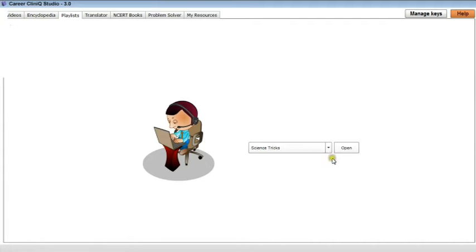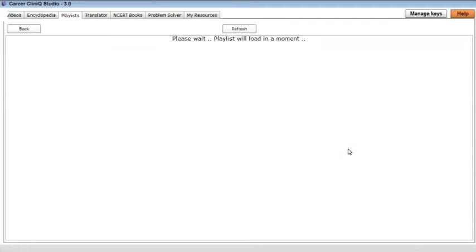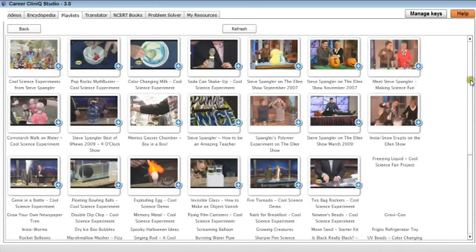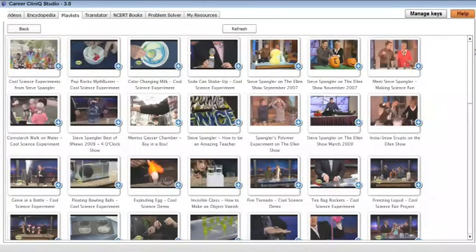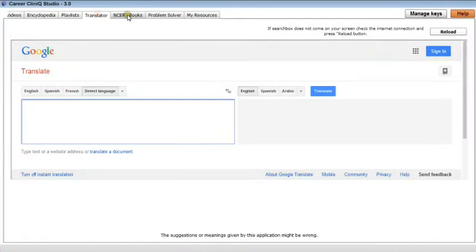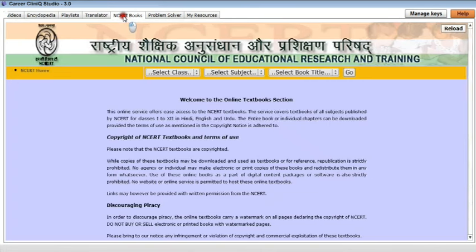The science tricks also is very important, very interesting, because we have added here a whole lot of videos of interesting science experiments and tricks. These are the tricks that children enjoy, and these are the tricks and experiments that children can also use when their science and arts exhibition gets conducted in their schools. Next, you have the translator, where you can type in anything in English and get it translated in any of the major languages. This is Google mapped.